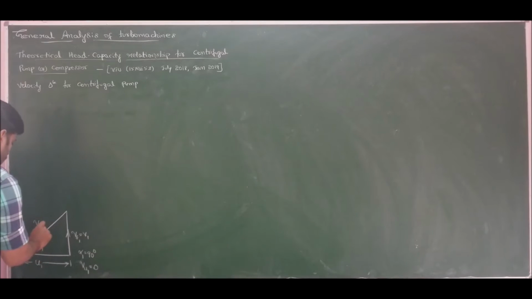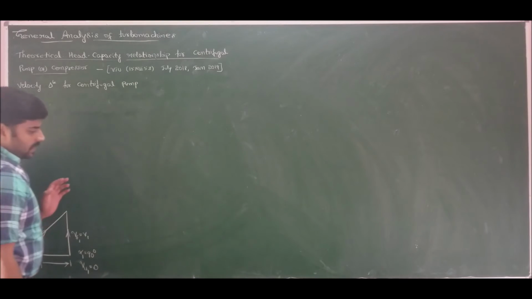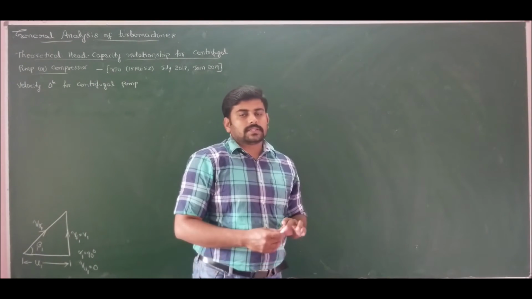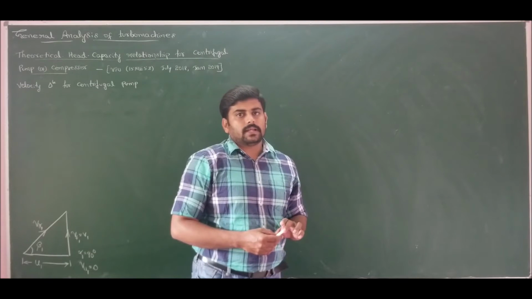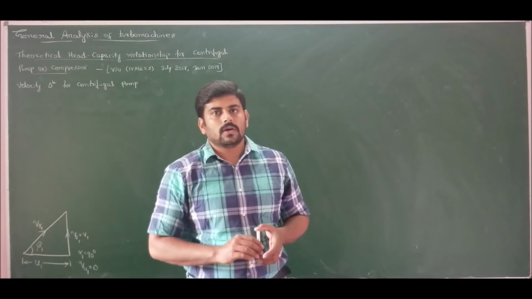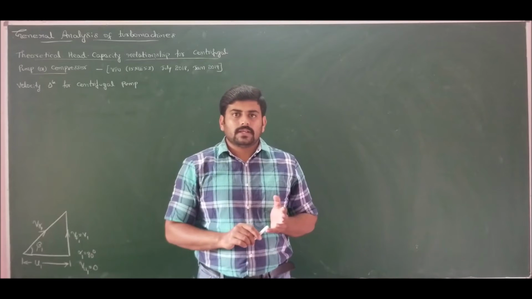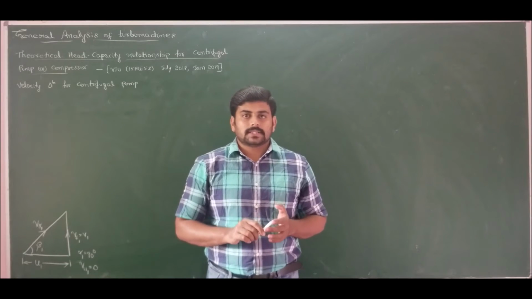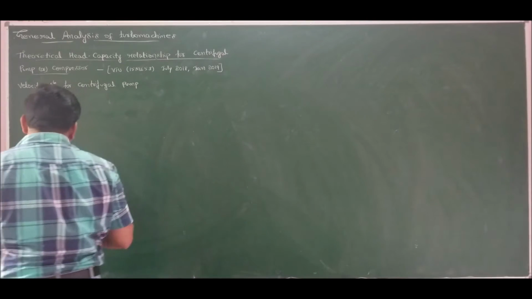Now, depending on the blade, whether it is curved towards the direction of rotation, curved backward against the direction of rotation, or radial, we have three different types of blading arrangements for centrifugal pump. One is forward curved wing, second is backward curved wing, and third is radial wing. Let us discuss one by one. First one is backward curved wing.